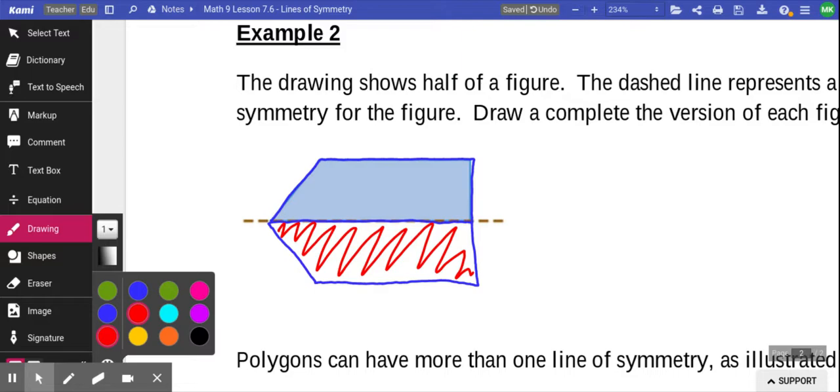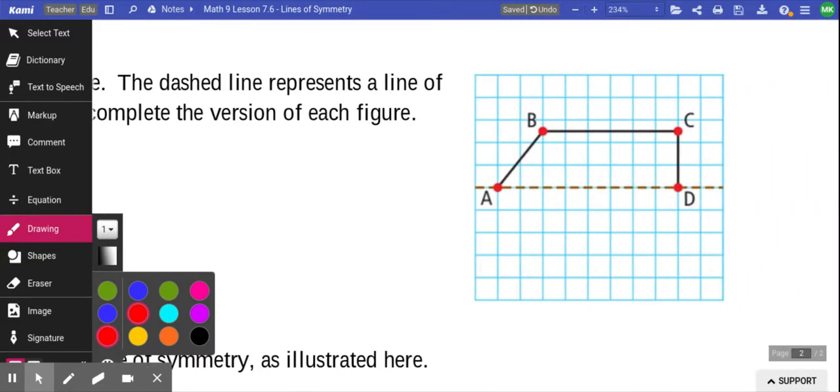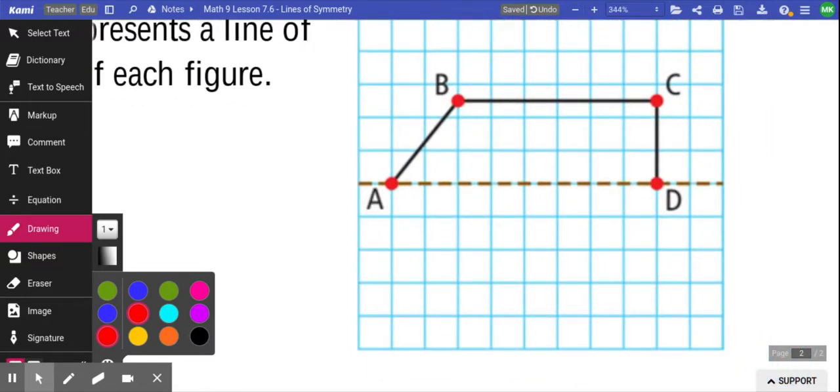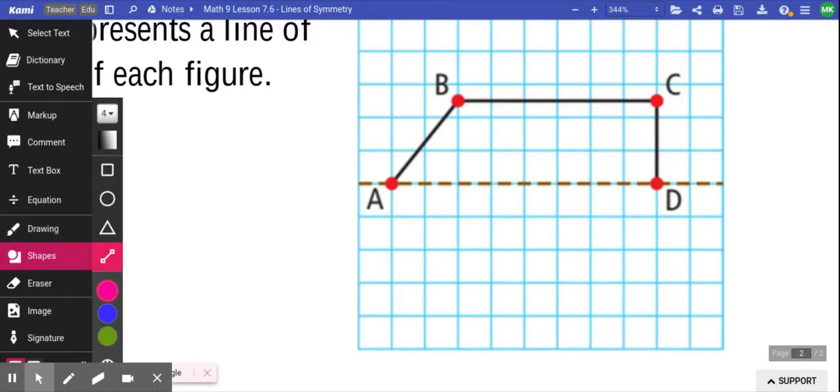When it's just a random drawing line like that, that's all you do. Just do your best to see if you can draw the other half of it. When it's like this, however, when we're doing a line of symmetry, it's basically the same thing as doing a reflection, which is lesson 7.5. It's like having this picture and you want to reflect it about your line of symmetry.